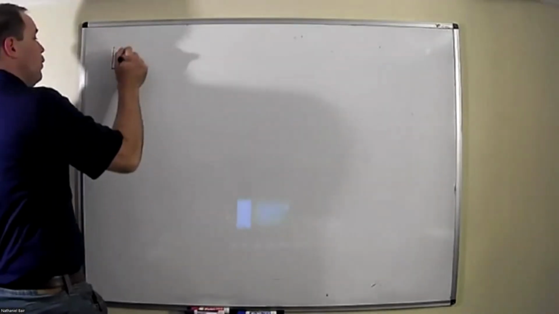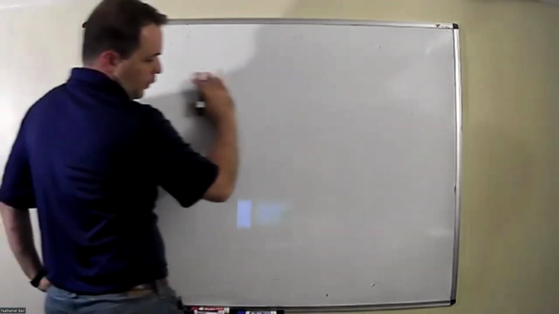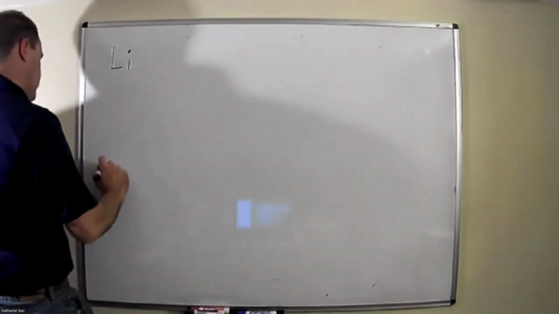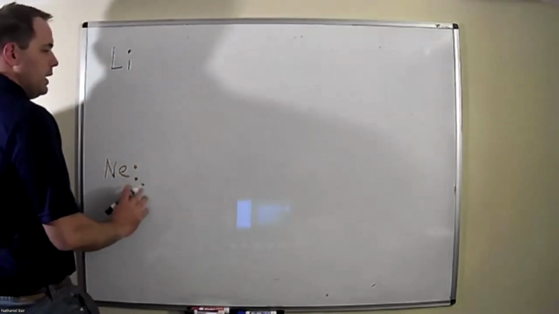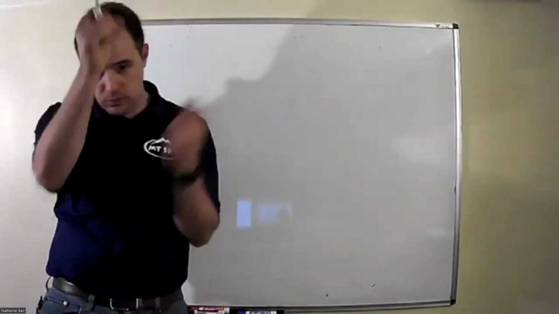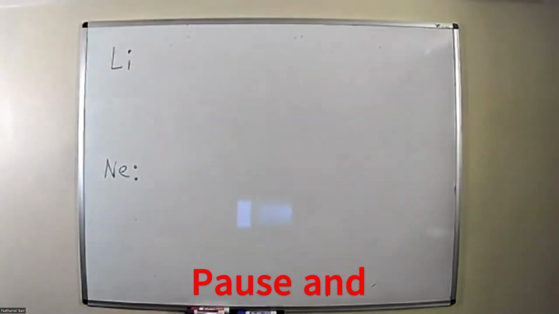I want the full electronic configuration of lithium, and I want you to draw me a picture. And then I want the full electronic configuration of neon, and I want you to draw me a picture. You know, like with the circles and the dumbbells and the craziness. Yeah, you got this, folks.